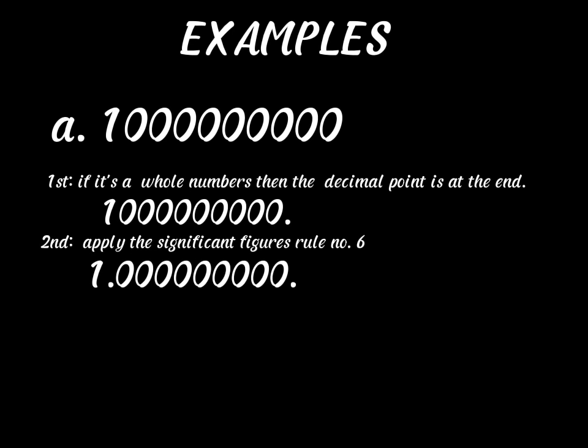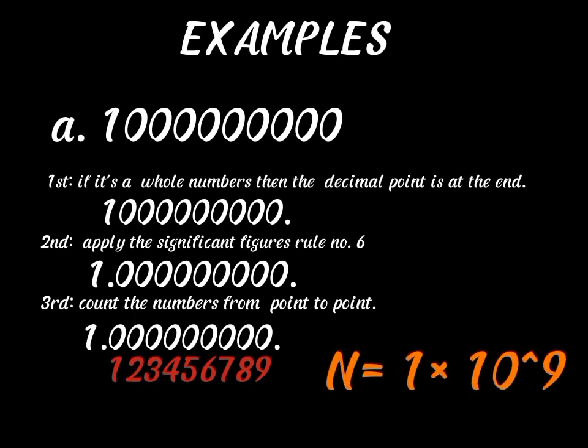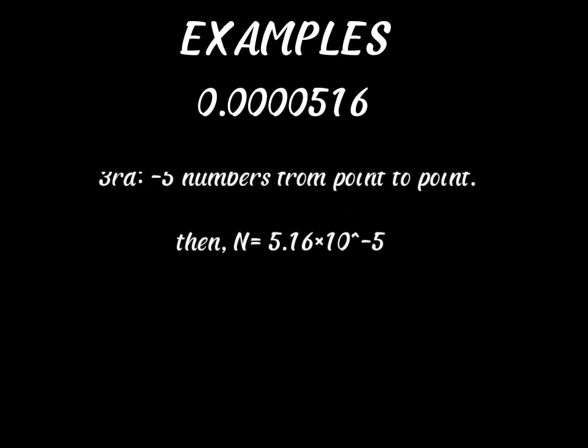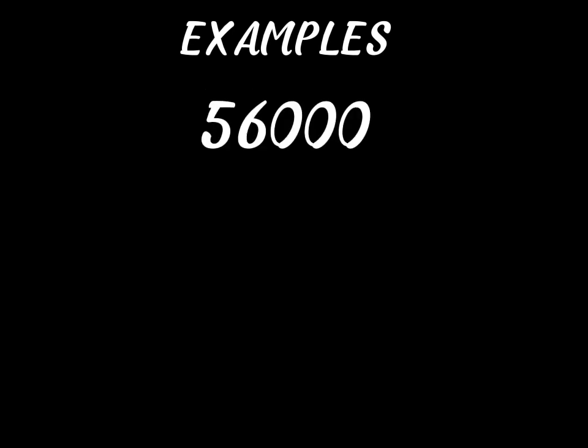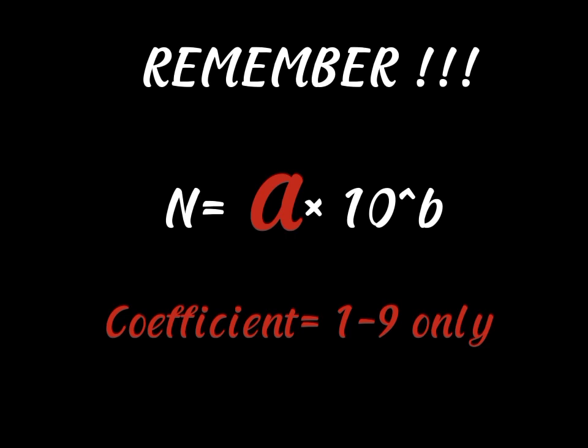Second, apply the rule number 6, wherein 1 is the only significant number. Third, count the numbers from point to point. By this, we can conclude that n is equal to 1 times 10 raised to 9. And remember that a coefficient is a number between 1 to 9 only.